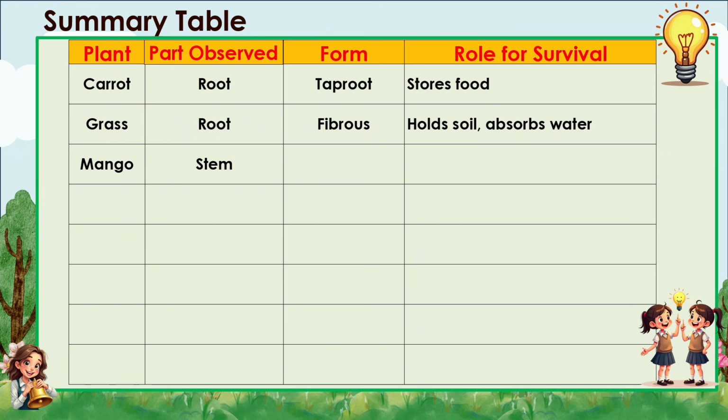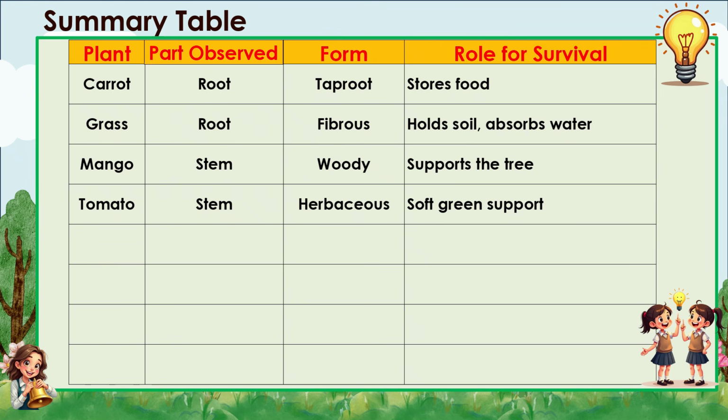For the mango, the part observed is the stem. The form is woody. It supports the tree. For tomato, the part observed is the stem. The form is herbaceous. It is soft, green support. For cactus, the part observed is the stem. The form, it is modified. It stores water.